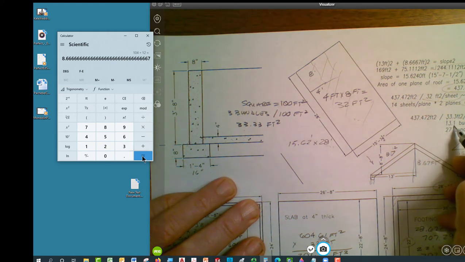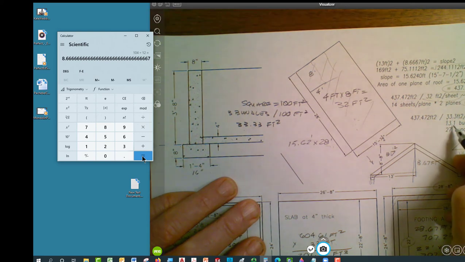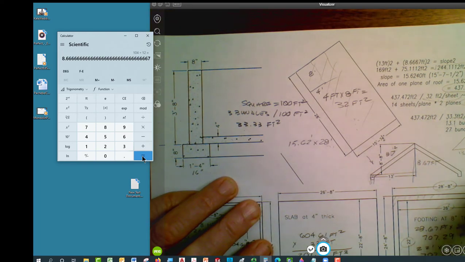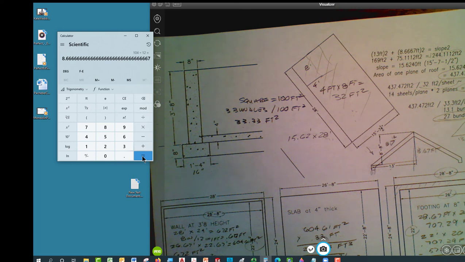That's on one side. We double it to get 26 bundles, and you got to have all of the shingles you need. So we're going to go up one more bundle, which is also going to take care of a little bit of trim and waste. So 27 bundles of shingles and 28 sheets of material will cover that roof. That's it for this.